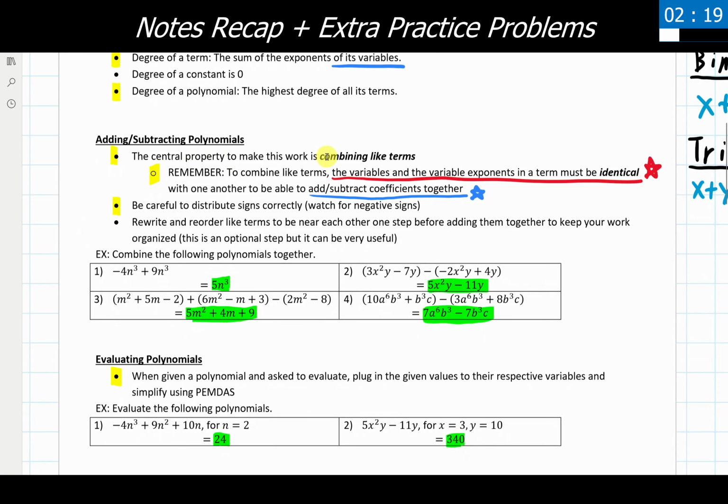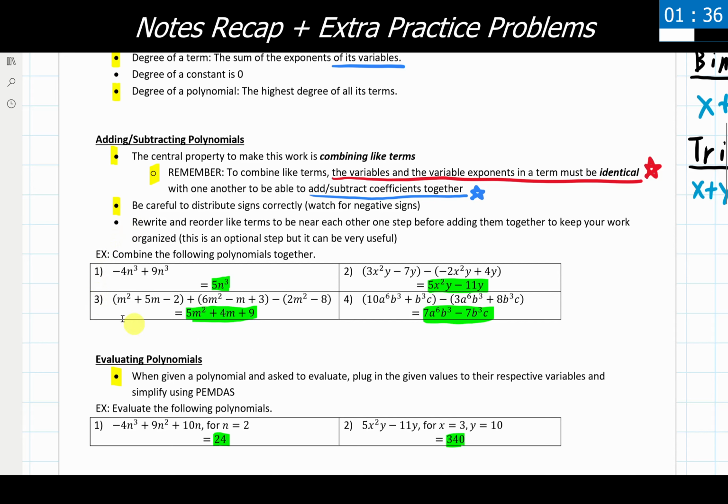Remember that the main property is combining like terms, and like terms are defined as having the exact same variables and the variables having the exact same exponents. We need those terms to be identical in those two requirements, otherwise we cannot add or subtract anything together. If they are identical, then we can add and subtract only the coefficients together. The variables and the variables' exponents absolutely never change when we are adding or subtracting polynomials together.